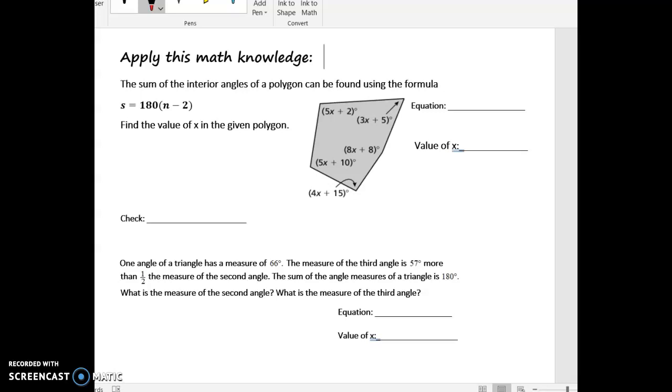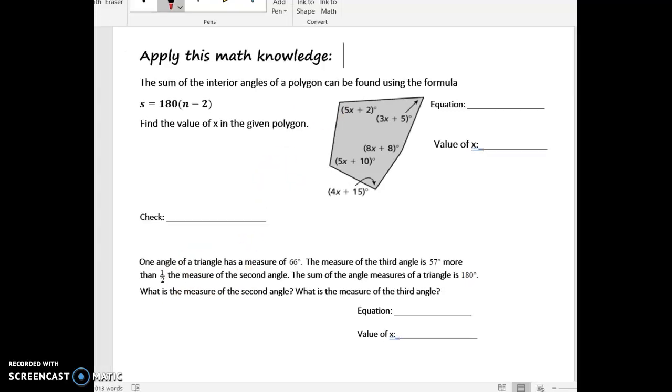And this should look really familiar to you from last year. Okay, I know you did some problems like this, but we're going to revisit it. So the first thing we're going to do is come up with an equation. All right, so the first thing you have to do is figure out what the sum of all these angle measures should be. So remember, n is the number of sides. So this is a 1, 2, 3, 4, 5-sided figure.